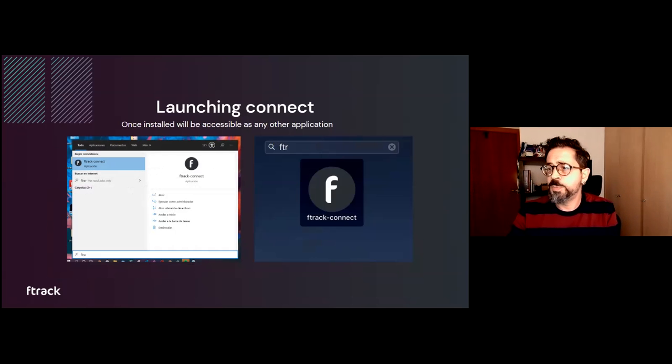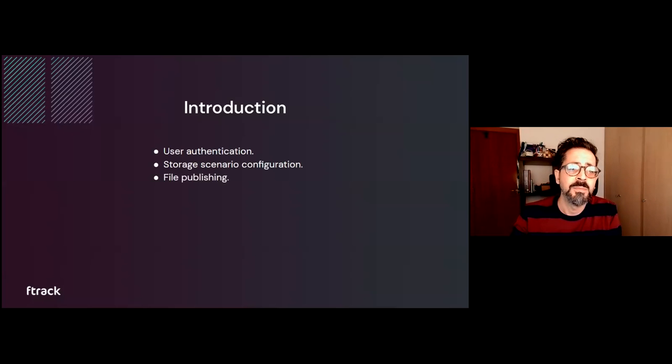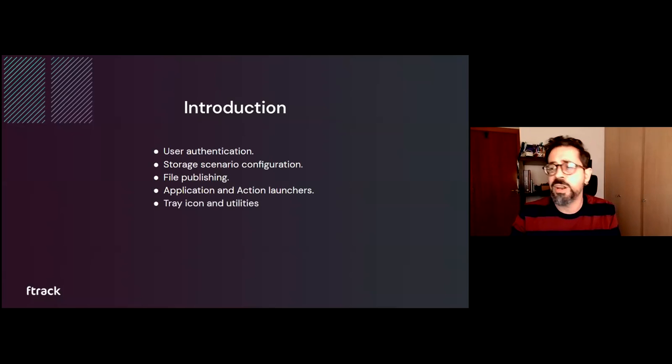And at this point, let's start digging into what we're gonna see in this presentation for Connect. We're gonna start looking at the user authentication, the storage scenario configuration, how to publish files, so the file publishing itself, the application and action launches, and then we're gonna go into the tray icon and utilities, and then we're gonna start digging into some more advanced concepts. Hope you're ready. So let's get started.